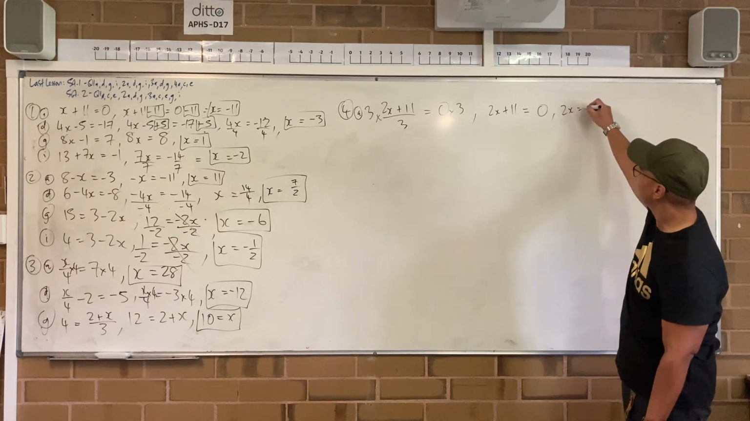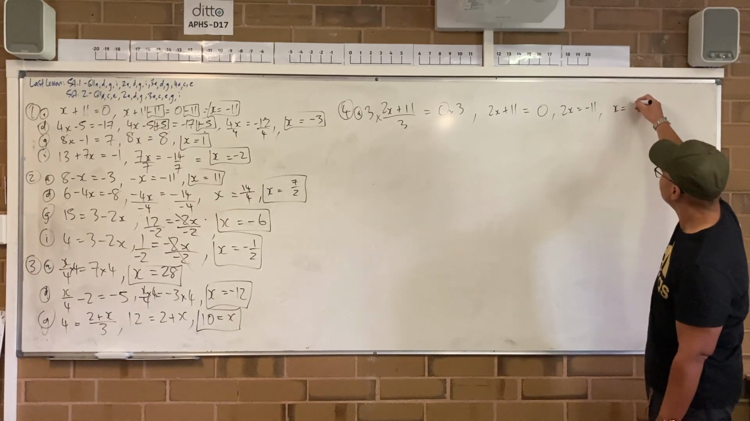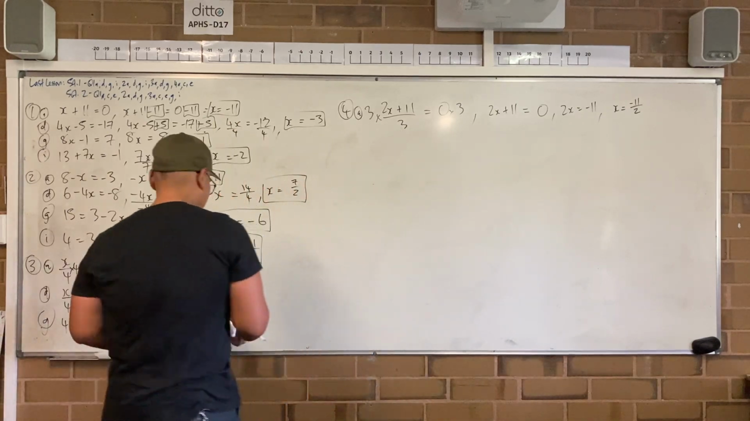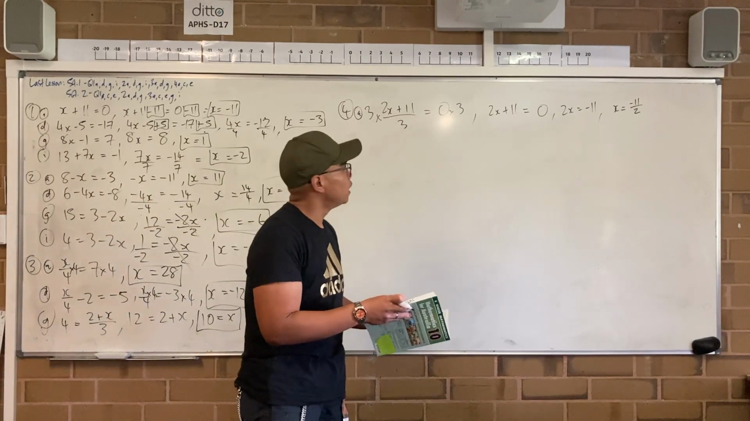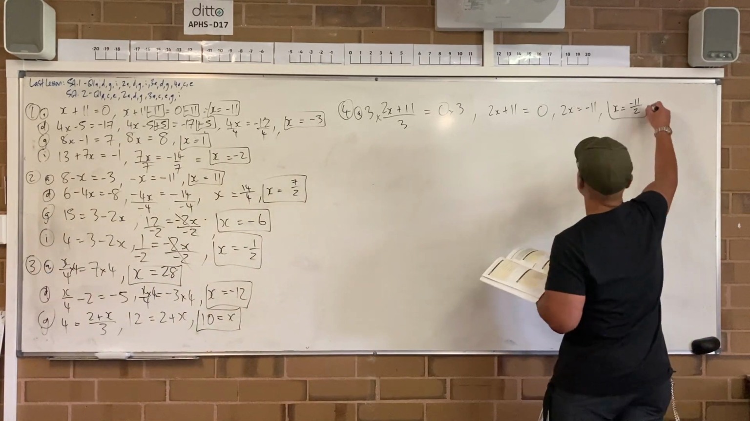So 2x is equal to negative 11. What's 2 doing? Timesing, so I divide. It's going to be negative 11 on 2. Can that cancel at all? 11 is an odd number, 2 is an even number, so I can't do anything with that. Put a box around it, because that's my answer.